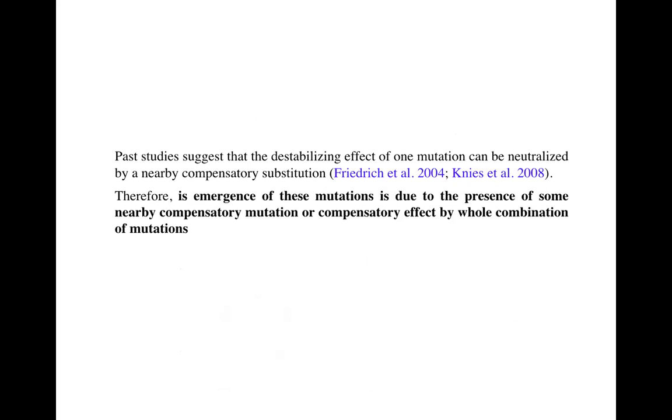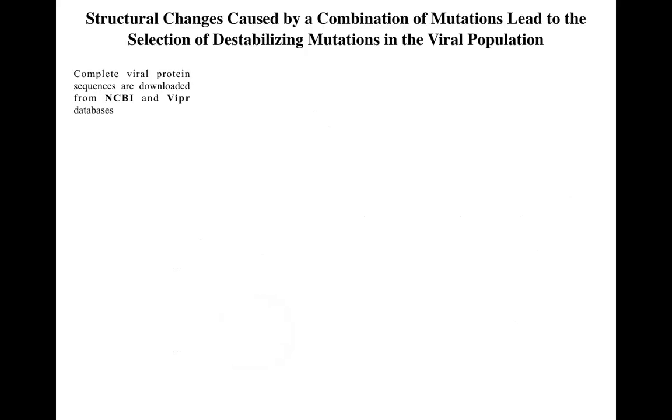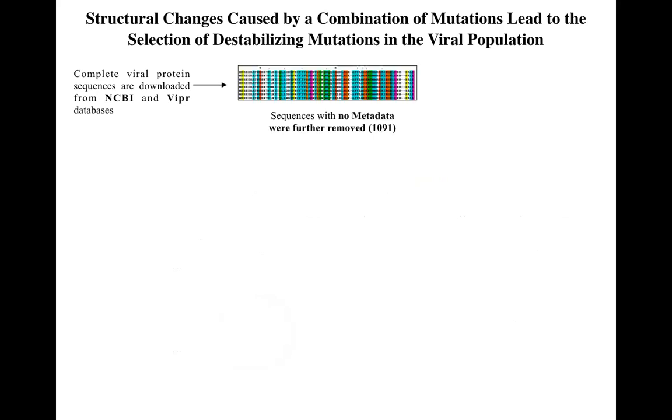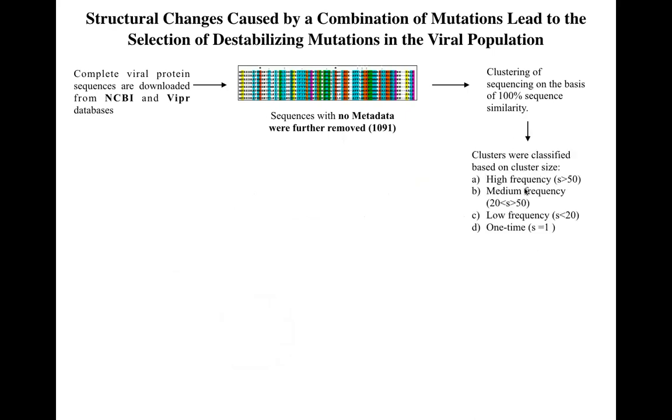Past studies suggested that such observations can happen if there are some compensatory mutations nearby. So, is the emergence of this mutation due to the presence of some compensatory mutation, or a compensatory effect by the whole combination of mutations? For this, we went back to our full sequences, and now instead of taking all the sequences, we took only the sequences with metadata, which we know are 100% coming from human patients. We clustered all the sequences with respect to their 100% sequence similarity, and then classified them based on their frequencies.